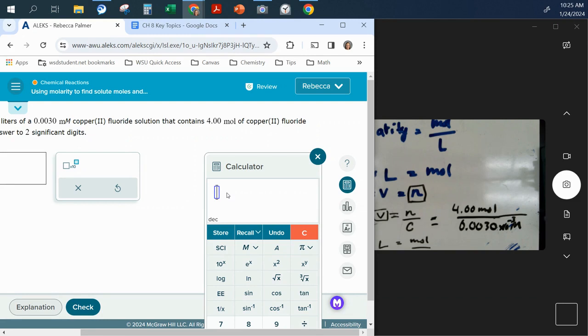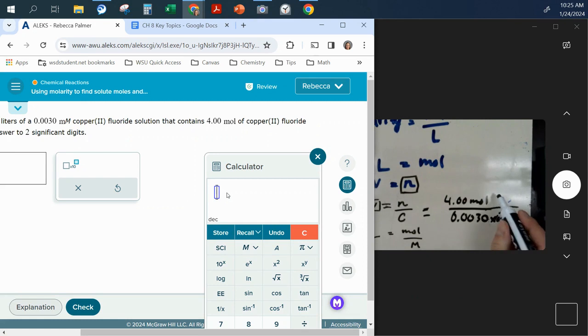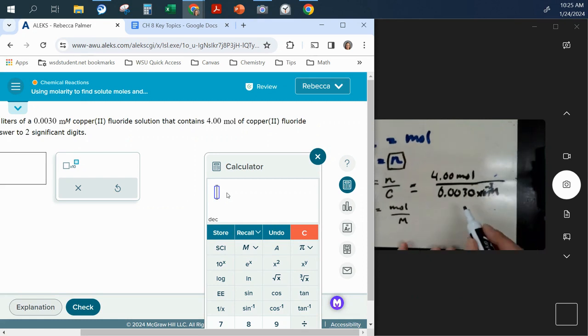So then to find volume, watch what we're doing here with our units. I'm just going to pick up the units and move them down here. So I'm taking moles and dividing by molarity. Molarity is moles per liter. So if I take moles and divide by moles per liter, I flip the bottom and multiply.